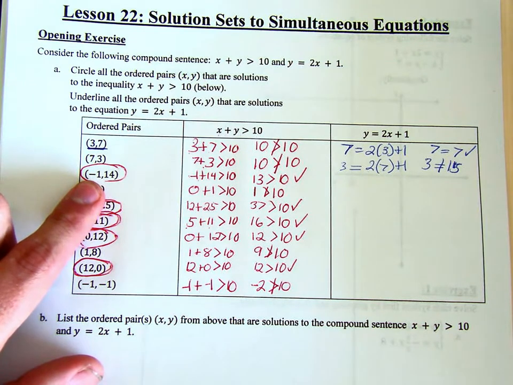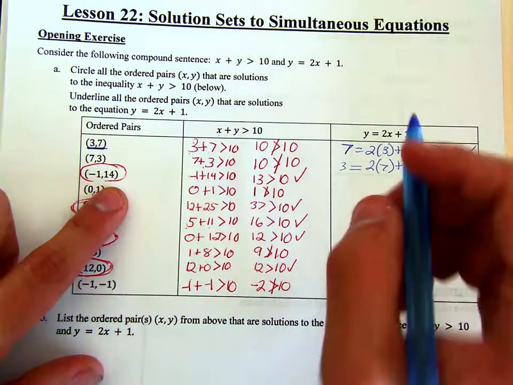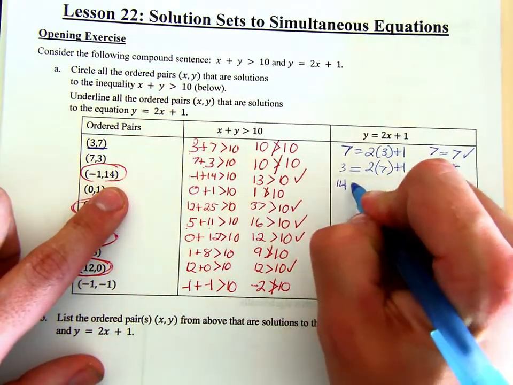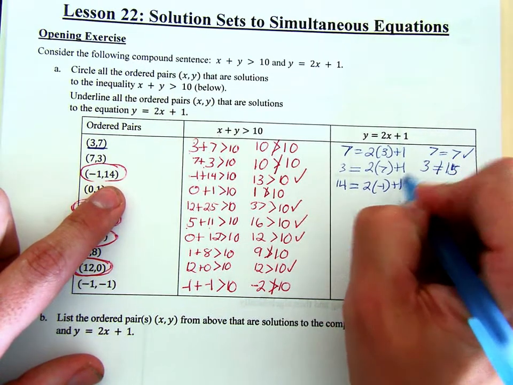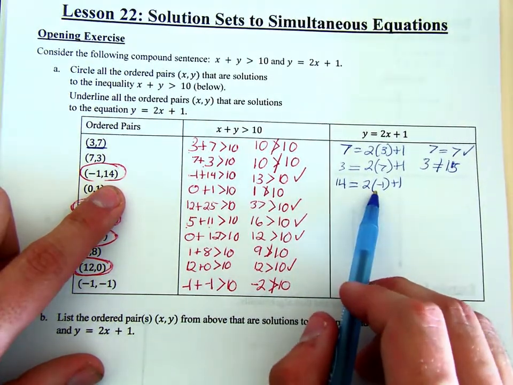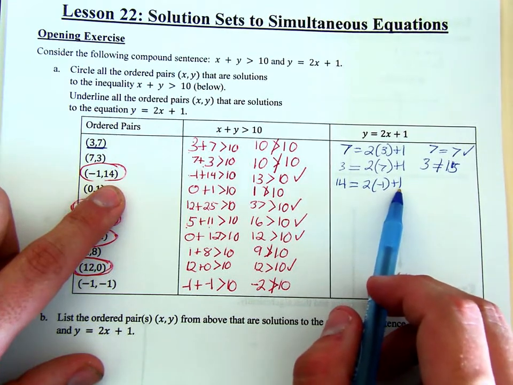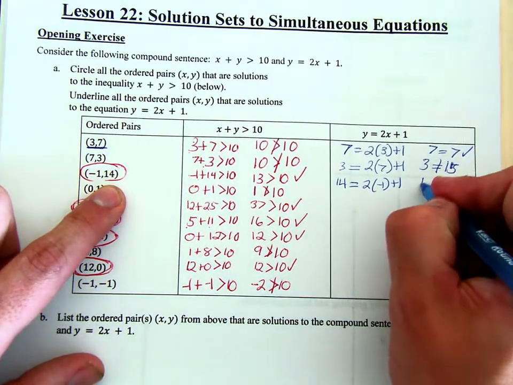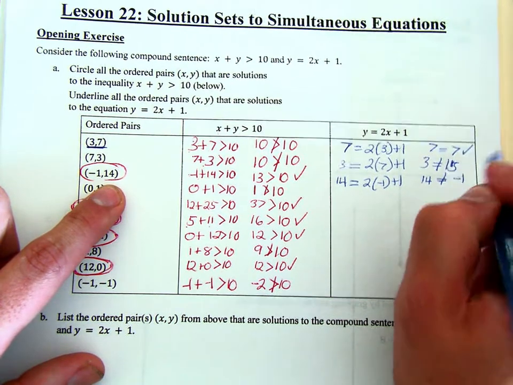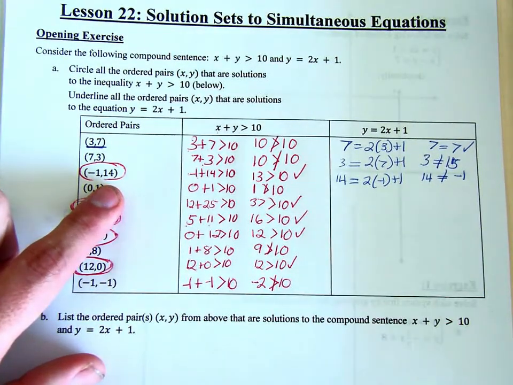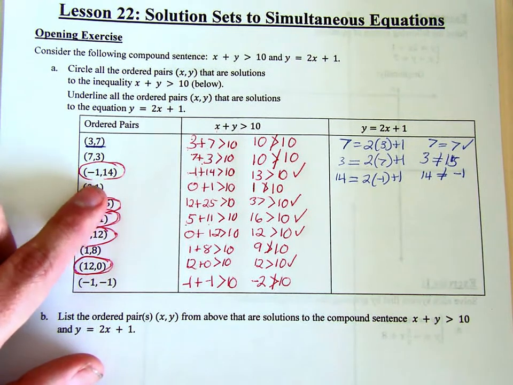Okay? And then we have negative 1, 14. So I'm going to substitute x is negative 1, y is 14. So I'll get 14 is equal to 2 times negative 1 plus 1. 2 times negative 1 is a negative 2, plus 1 is a negative 1. So we know that 14 is not equal to negative 1. Okay? So I'm not going to underline that solution.